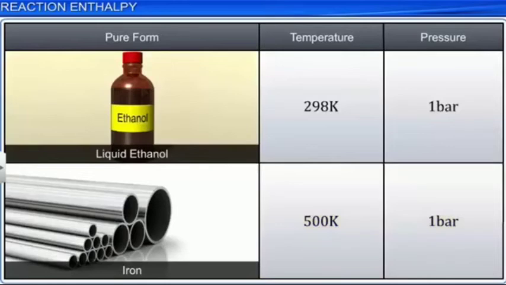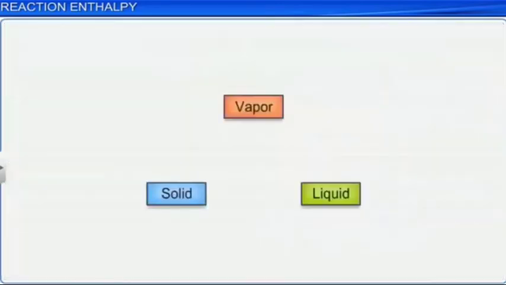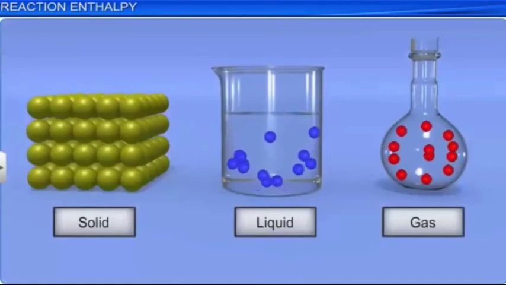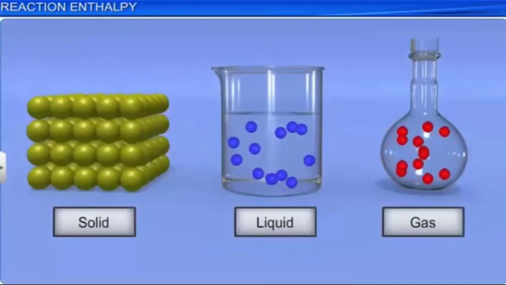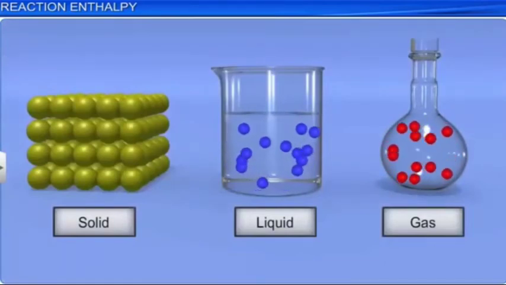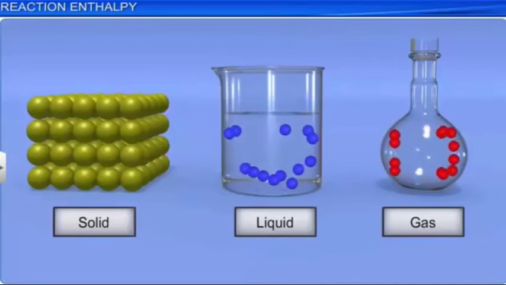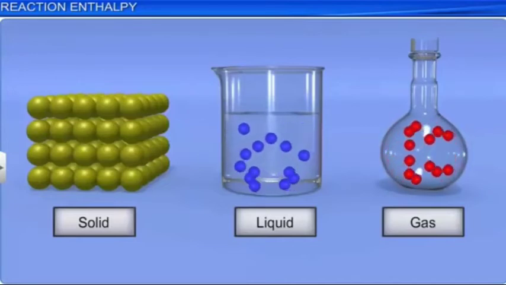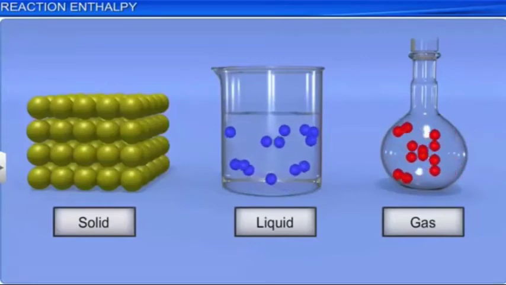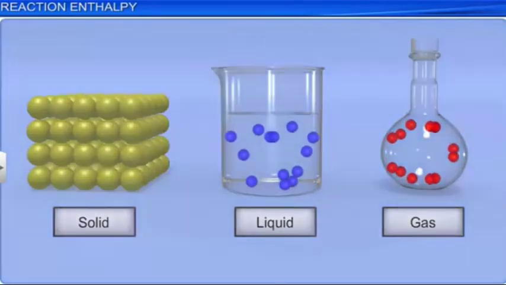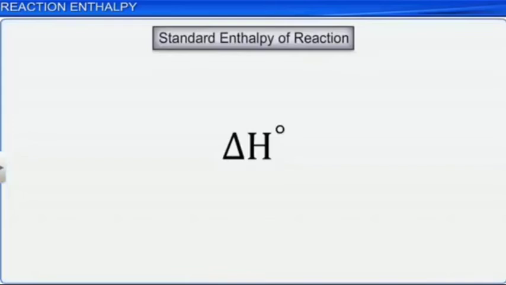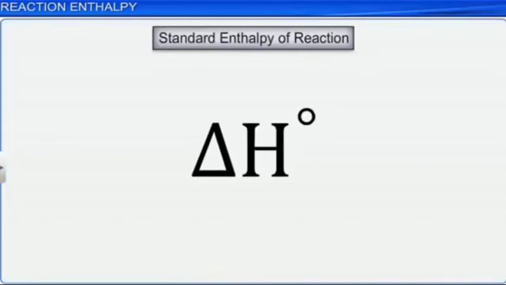Let us now look at the enthalpy changes during phase transformations. We know that the intermolecular forces in the 3 states of matter are different. Therefore, the amount of energy required to convert matter from one state to another also differs. Standard enthalpy is represented as delta H naught, where the superscript naught indicates the standard state.